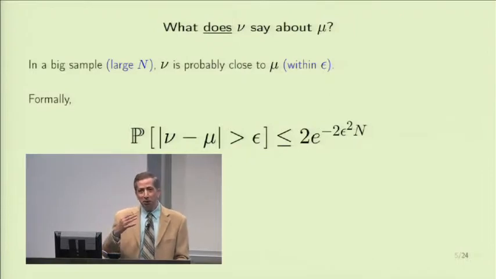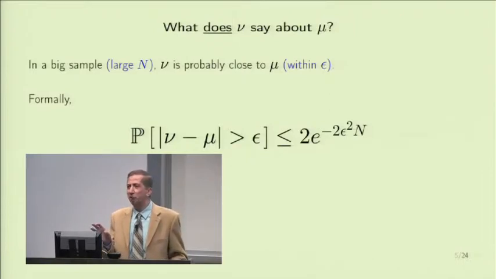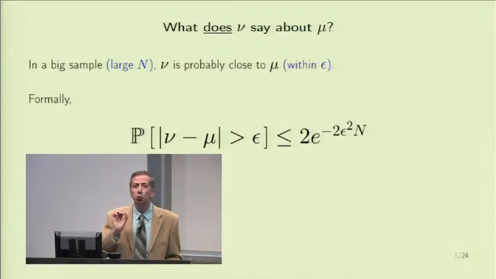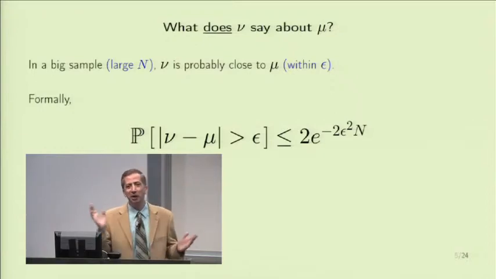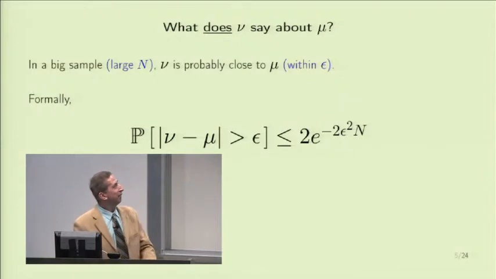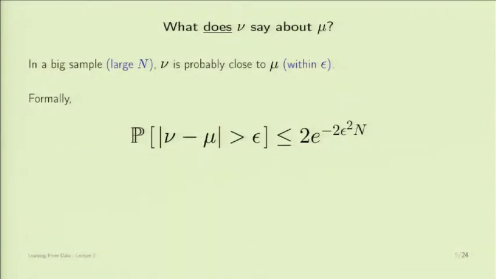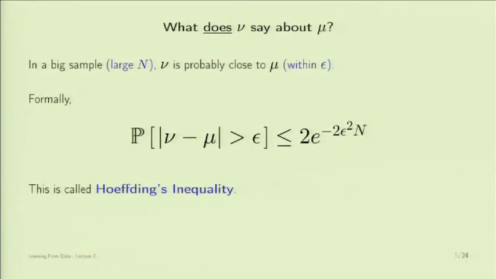Now, between you and me, I prefer the original formula better, without the 2's. However, the formula with the 2's has a distinct advantage of being true. So we have to settle for that. Now, that inequality is called Hoeffding's inequality. It is the main inequality we are going to be using in the course.